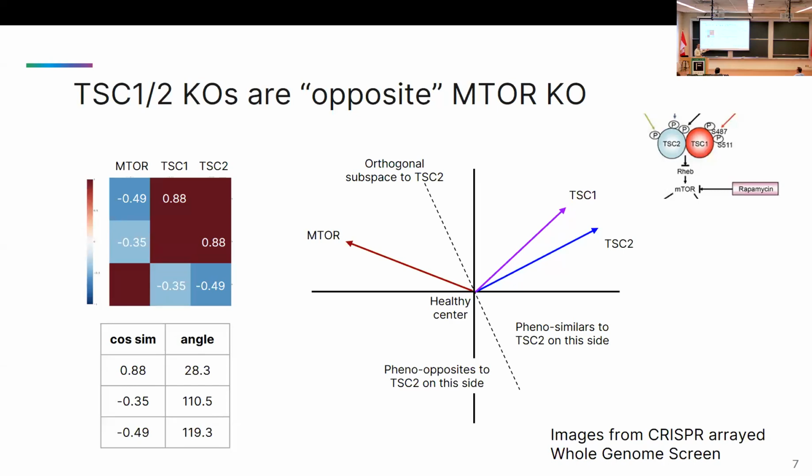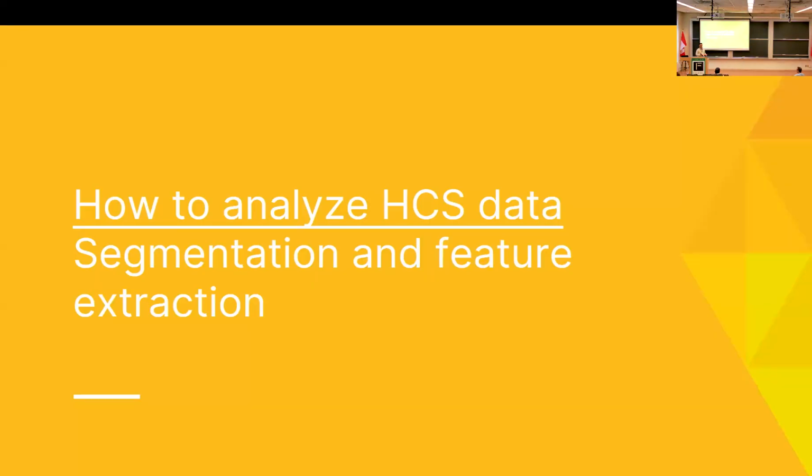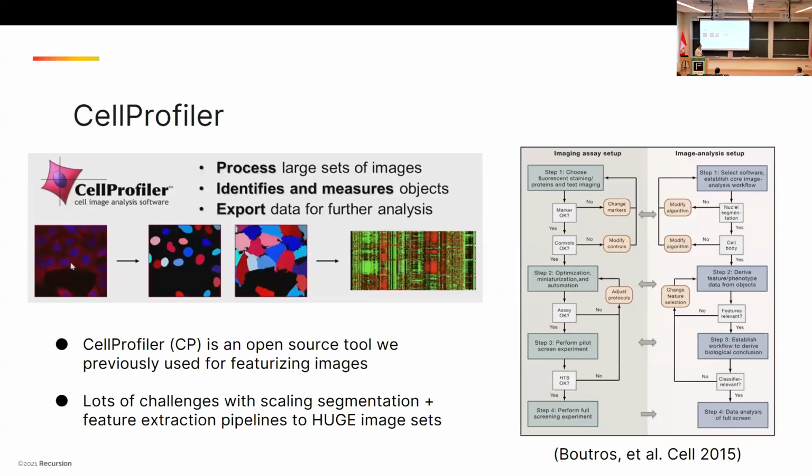So you're almost naively discovering these pathways just by building your data set in this manner. So these two use cases motivate why we use high content screening. And I'll talk about how we analyze this data, because that's the big chunk of work that we've done at Recursion.